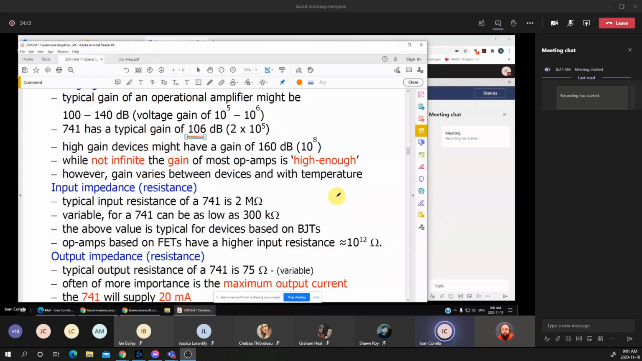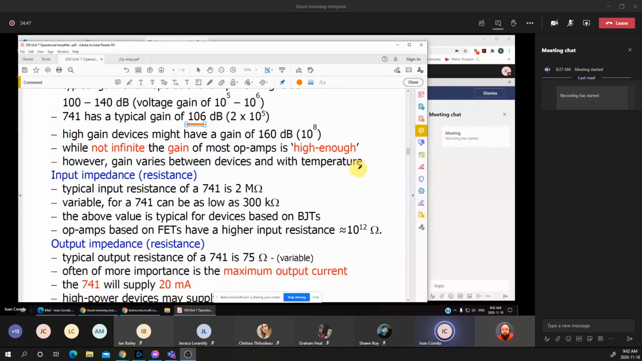Again, it's not an infinite gain, but it's high enough in our applications. And most of the time, those circuits do not require a very high gain, because there is always a limitation between the gain and the frequency. I will explain a bit later the relationship between the gain and the bandwidth or the frequency at which an op amp can be used.